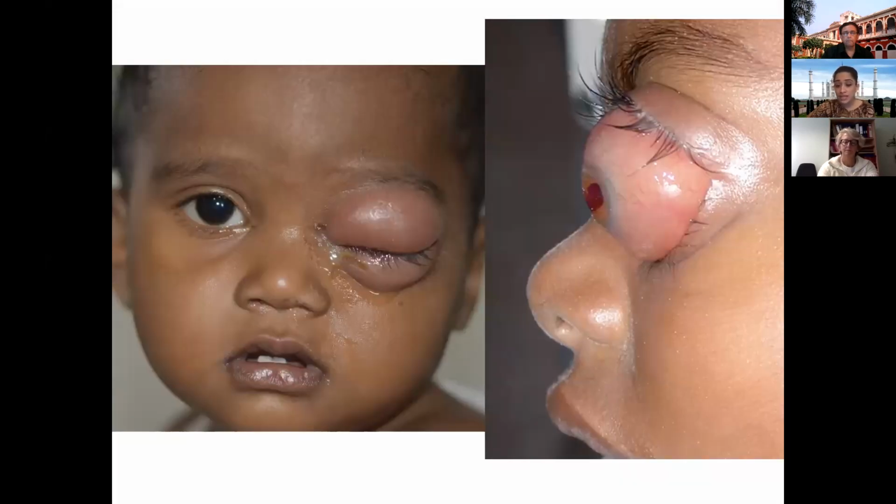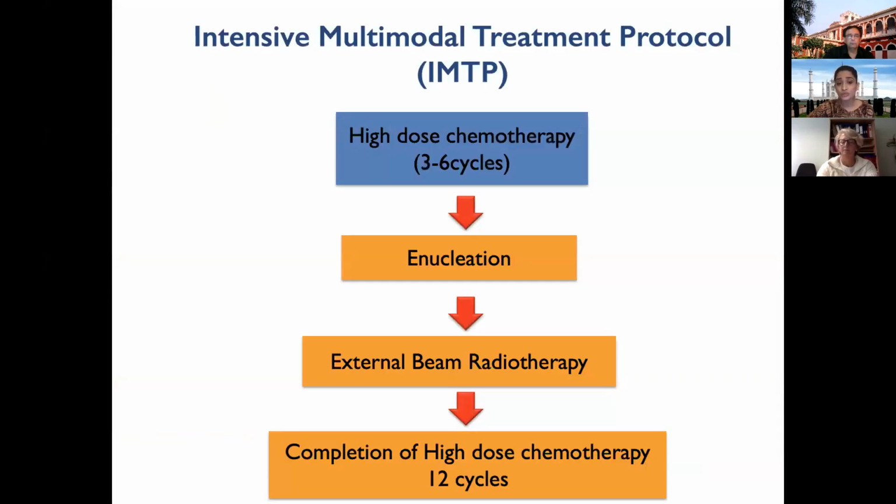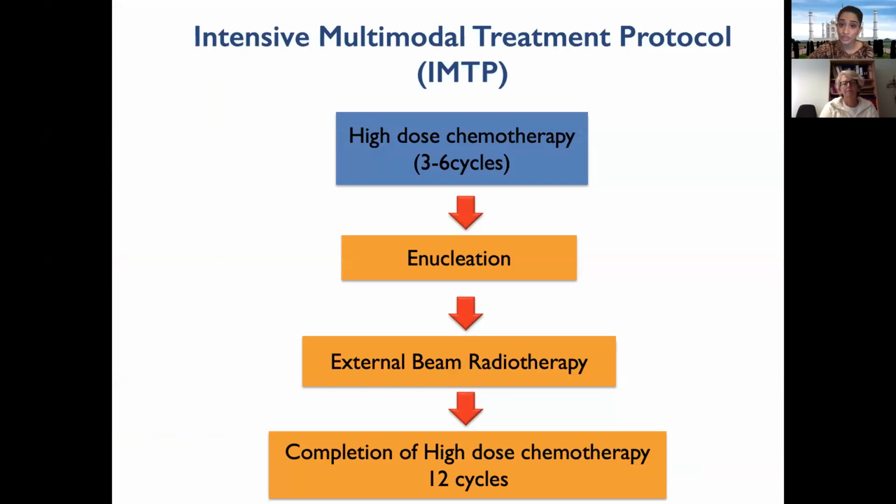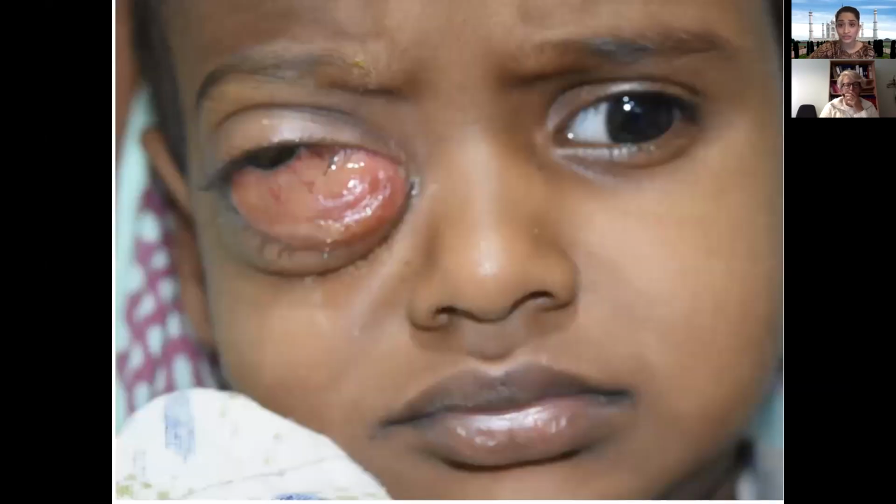So next, the most challenging part of the management of retinoblastoma is these advanced cases where the tumor has spread outside the confines of the eyeball into the orbit. With the introduction of an intensive multimodal treatment protocol, I'm proud to say that my mentor and teacher, Dr. Santosh Honavar, introduced this protocol in orbital retinoblastoma, which we all follow: high-dose chemotherapy, followed by enucleation after confirmation of radiological regression of the orbital component of the tumor, followed by external beam radiotherapy, and then we complete the chemo with 12 cycles. So we call it the intensive multimodal treatment protocol to salvage life in these children.